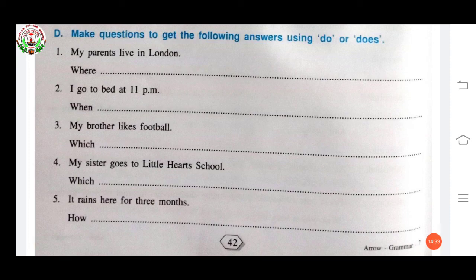Which school does your sister go to? Now fifth one. It rains here for 3 months. How many months does it rain here? Does is there because rain is what? Singular. So, how many months does it rain here?